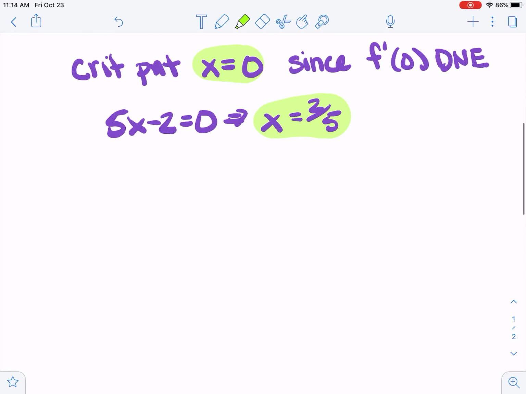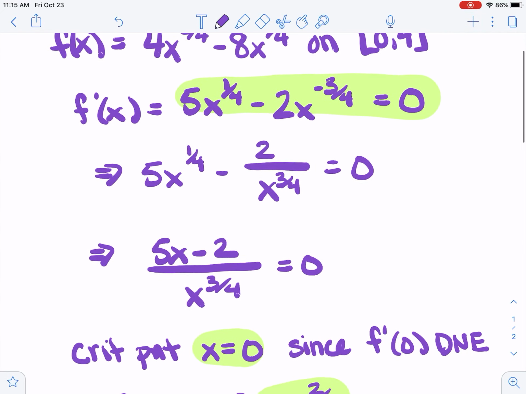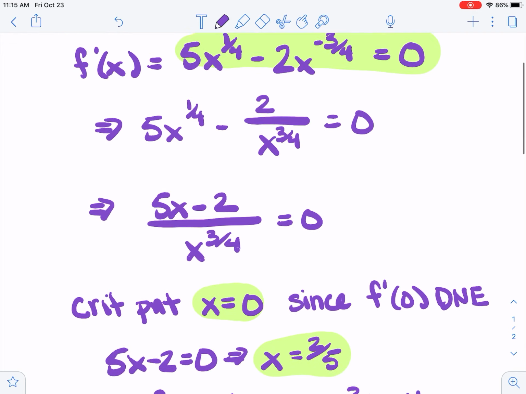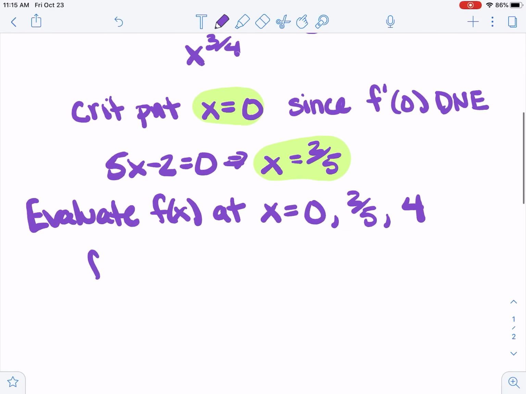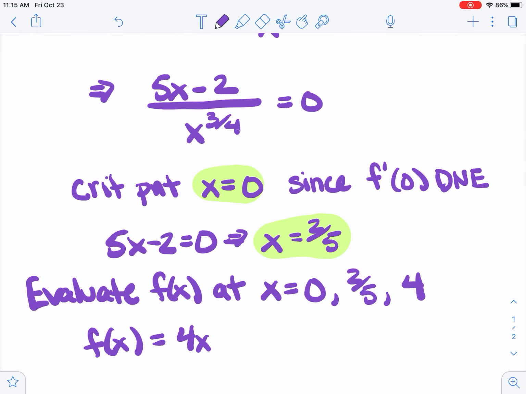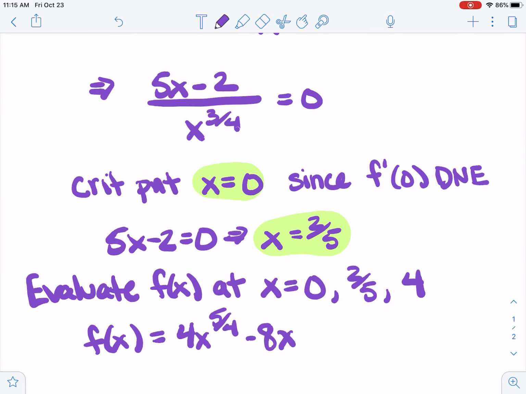Now we just want to evaluate the function at the endpoints and the critical points, right? One of the endpoints is a critical point, 0. The other endpoint is 4, and there's a critical point in between at 2/5. So we have our function f of x equals 4x to the 5/4 minus 8x to the 1/4.